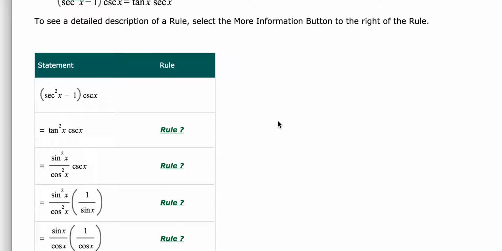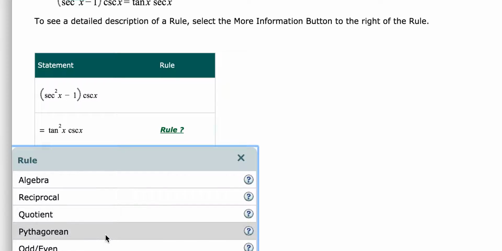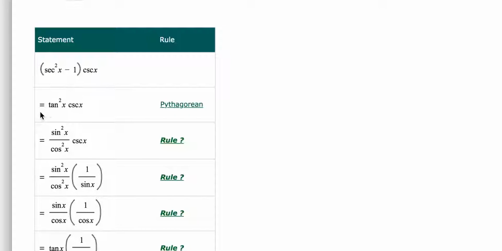Here's a different one. Here's another one of the Pythagorean trig identities: secant squared x minus 1 is tangent squared x. That's what changed from the first line to the second line. So we'll label that. And then if you rewrite tangent, tangent is sine over cosine.